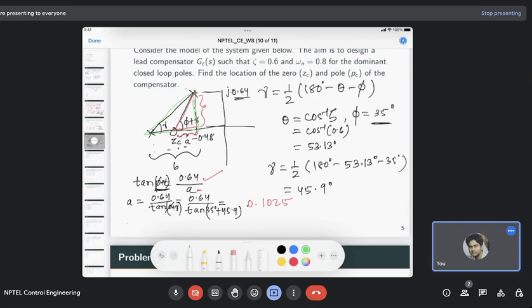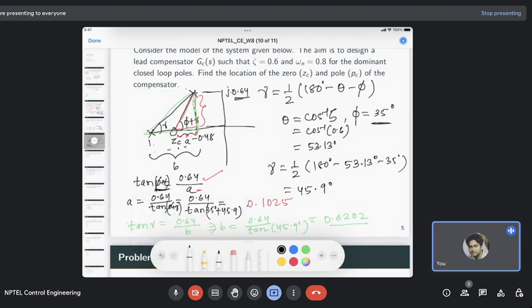Similarly, now we consider the outer triangle, so this green one. For the green one we have tan gamma equal to, again this height is same 0.64, but this base is B, so we have B equal to 0.64 by tan of gamma, and gamma is what we computed it to be 45.9 degree, so it is equal to 0.64 by tan of 45.9 degree, and its value is 0.6202.